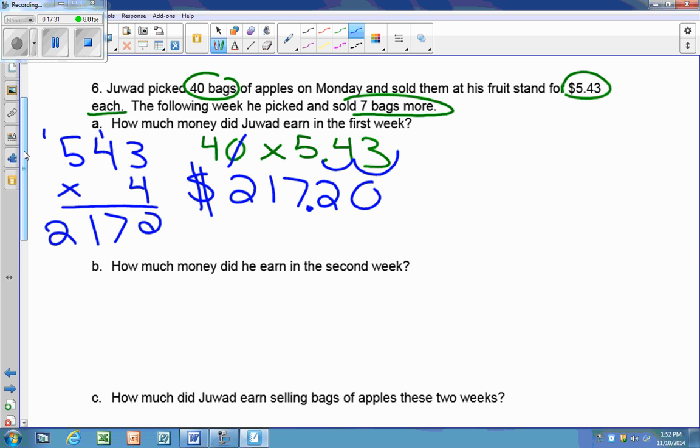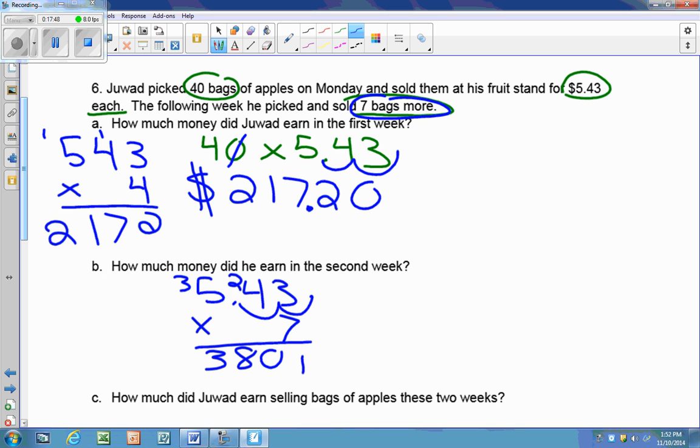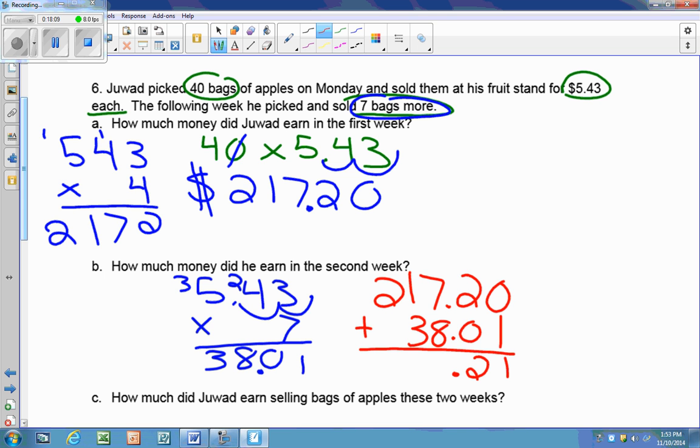Part B says how much money did he earn in the second week. So it says the following week he picked and sold 7 bags more. So if we just take our 543 and multiply it by 7, and we take 2 jumps. My answer, though, is not 3801. He did that in addition to what he already sold. So this is before the 7 bags. This is with the 7 bags. So this is for week 2.